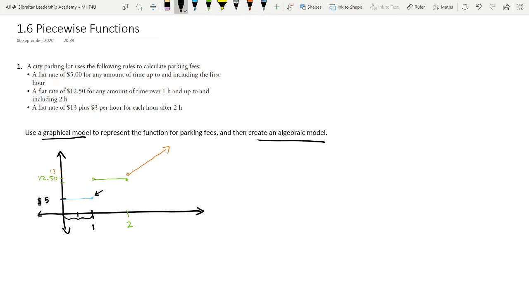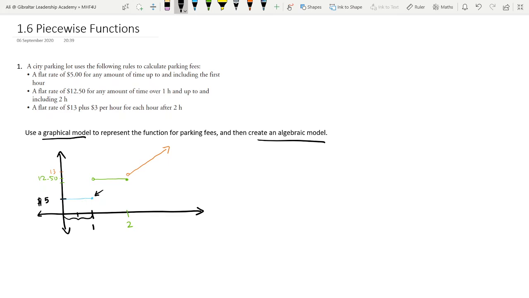And then after 2 hours, so for more than 2 hours and up until however long you stay, you're going to get charged $13 plus $3 for every hour that you stay after 2 hours. So if you stay for 1 hour, you're going to be charged $13 plus $3 for that 1 hour, so $16.